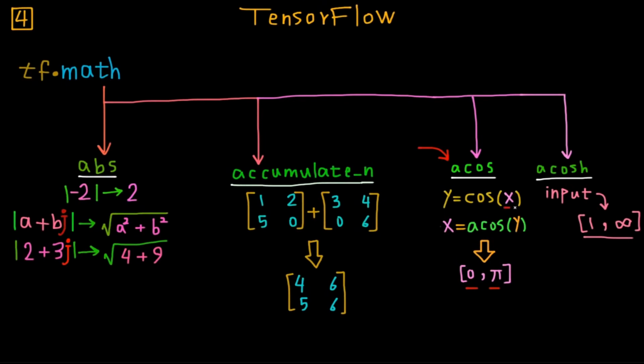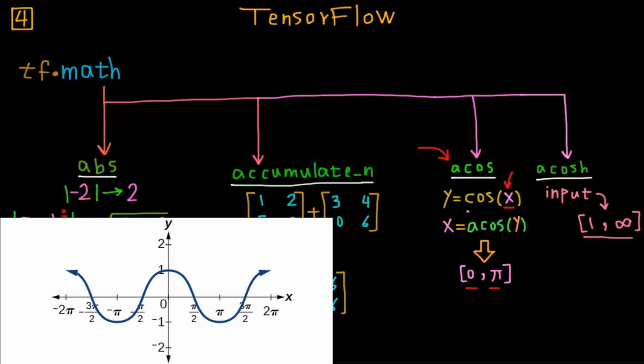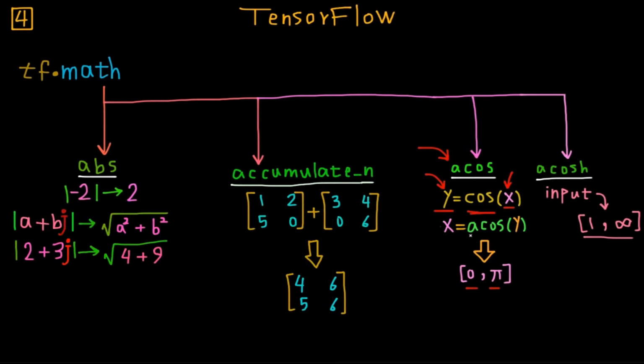So let's say we have a tensor x, and to convert all elements inside this tensor to be between -1 and 1, we will apply cosine function on tensor x. So now we have a tensor y. The values of all elements in tensor y will be between -1 and 1. Now if we apply inverse cosine function on tensor y, the result equals tensor x. The values of the elements in this tensor will be between 0 and pi.